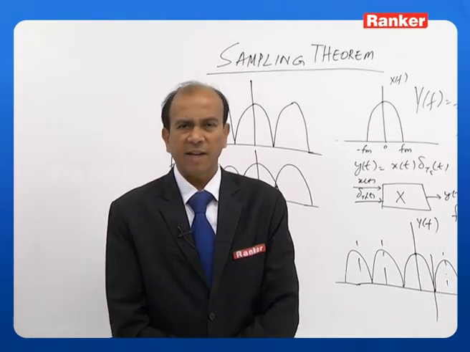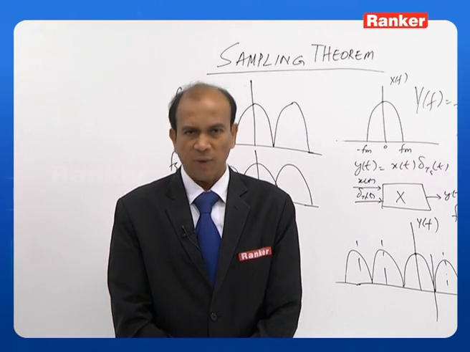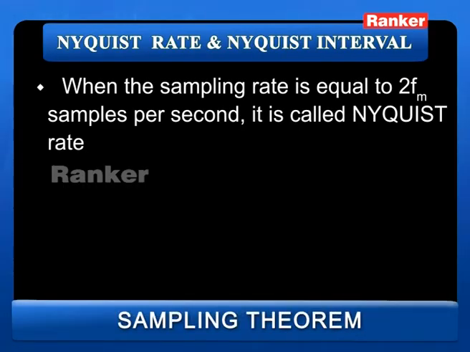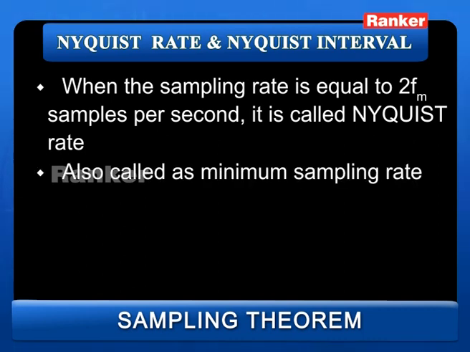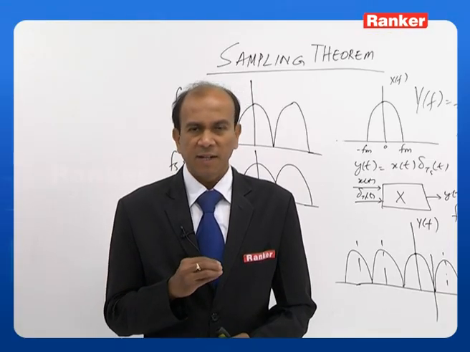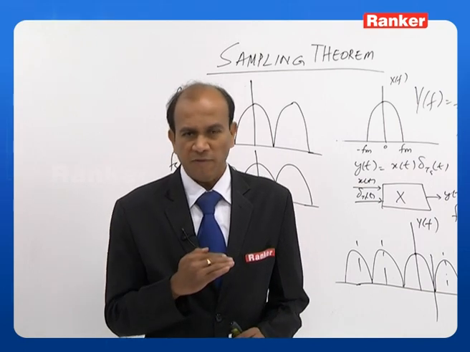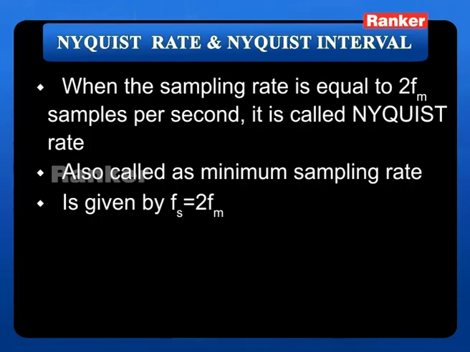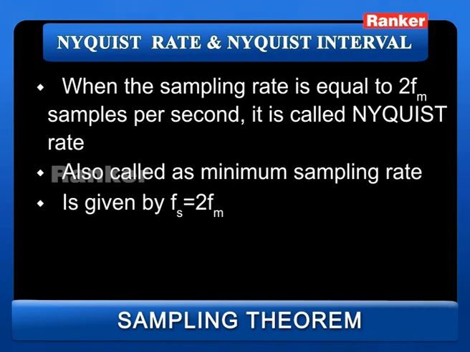Let us see what is called as a Nyquist rate and also what is a Nyquist interval. When the sampling rate is equal to 2 Fm samples per second, it is called as Nyquist rate. It is also called as a minimum sampling rate. Okay? Fs greater than or equal to 2 Fm or Fs is equal to 2 Fm is called as a Nyquist rate. This is the minimum sampling rate. Okay? You can go beyond 2 Fm. So, Fs can be greater than 2 Fm, but Fs is equal to 2 Fm is called as a minimum sampling rate and is called as a Nyquist rate. This is also called as a minimum sampling rate.